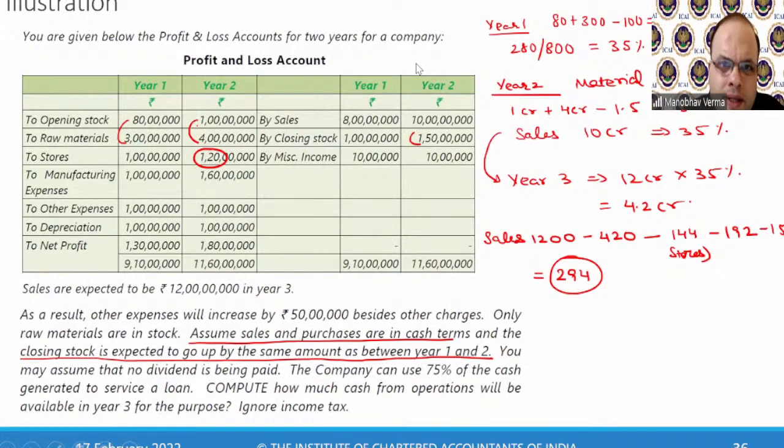But will that be the amount with respect to the cash budget as well? The requirement is 75% of the cash generated to service a loan. So that means we need to calculate the cash, and then probably we need to calculate the 75% of cash that could be used for servicing a loan here, right? So is 294 cash, or we need to do any other adjustment, guys?